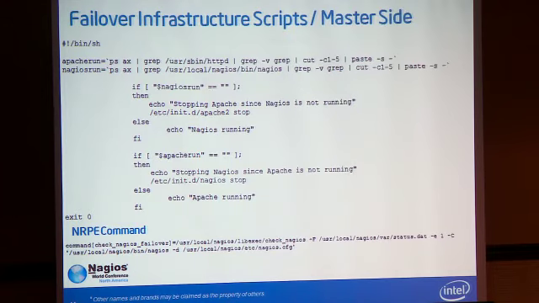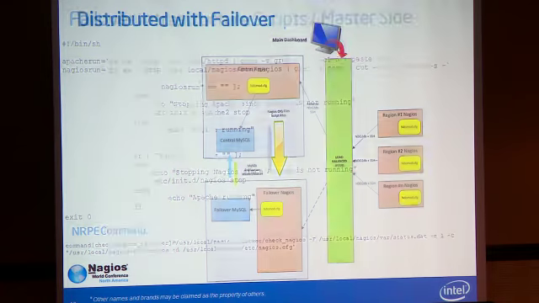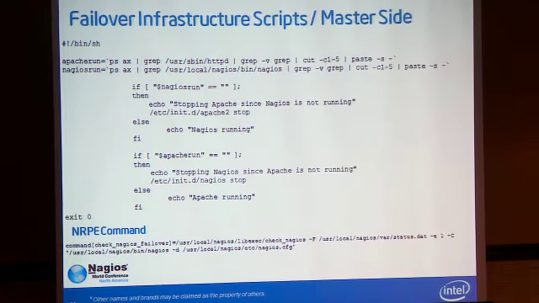We put in some scripts that check every 1 minute the status of the master Nagios. What we did here is check whether Apache is running on the failover and whether Nagios is running on the failover, because we need to stop Nagios and Apache on the failover. So this load balancer also hits this master. So in the failover, you need to check that neither Nagios nor Apache is running.